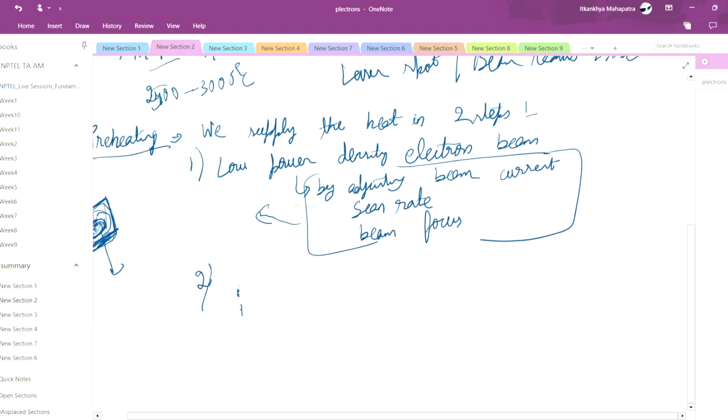Now the second stage of preheating is where we use the focused beam melting. In this stage actual printing takes place.